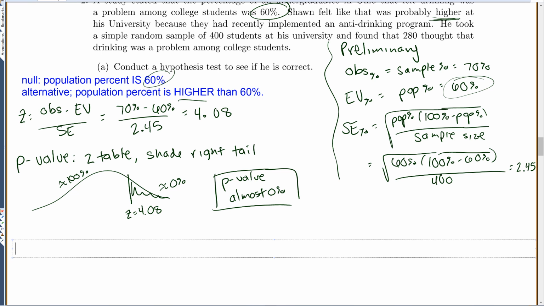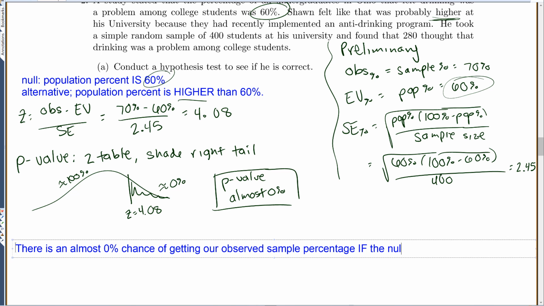So we say there is an almost 0% chance of getting our observed sample percentage if the null is true. Okay, so in context, what we've done on our other assignments is we'd say, well, there's probably almost a 0% chance of picking a sample with our sample percentage of 70% if the population percent is really 60%. On exam, she kind of just boils it down to the bare bones. So it's just the chance of getting your observed sample percentage if the null is true.